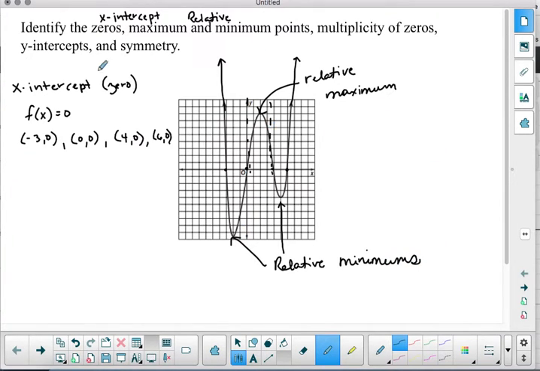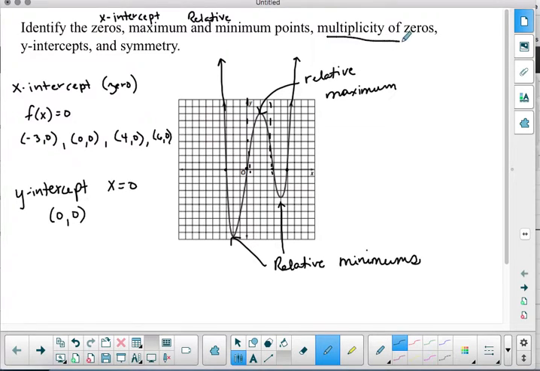And the y-intercept is, of course, where the graph intersects the y-axis. So the y-intercept is where x is equal to 0, and here the y-intercept is 0, 0.